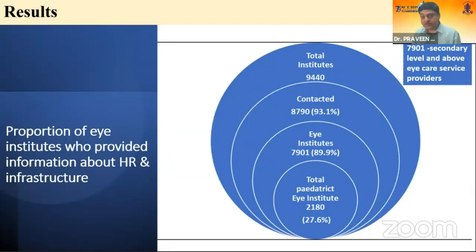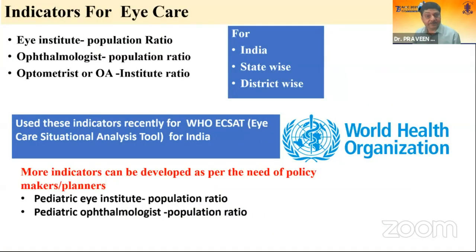As a result, we were able to contact 8,790 institutes out of 9,440 listed, and out of them, 7,900 responded. It's a big achievement, as nearly 90% of institutes responded. Among them, 27% were pediatric eye care institutes.